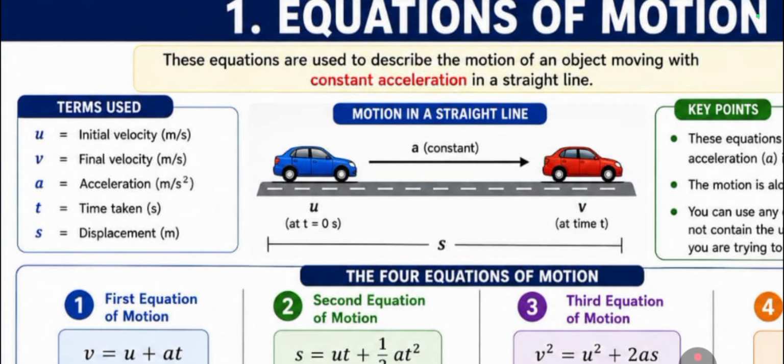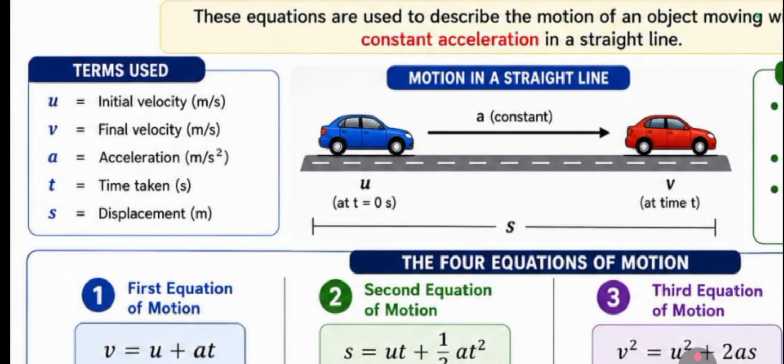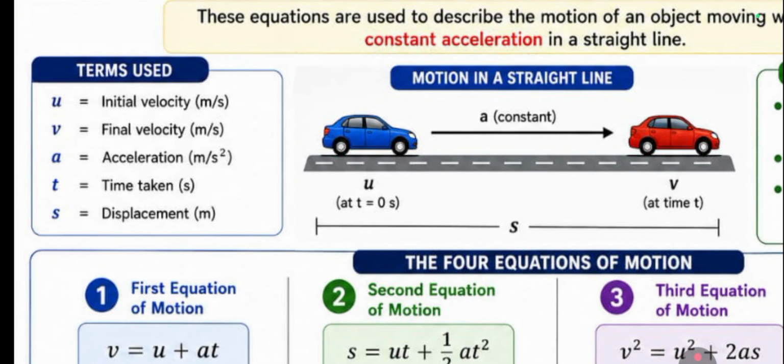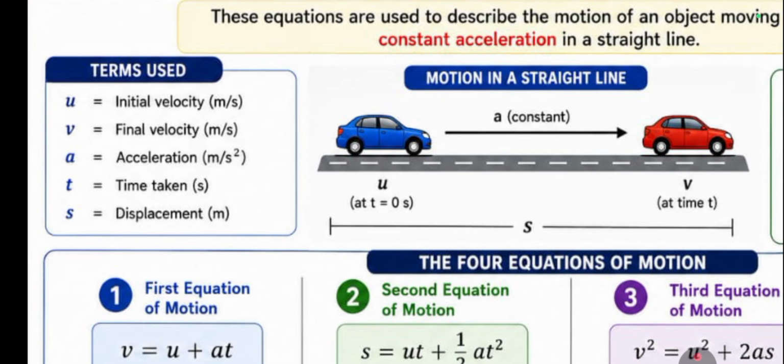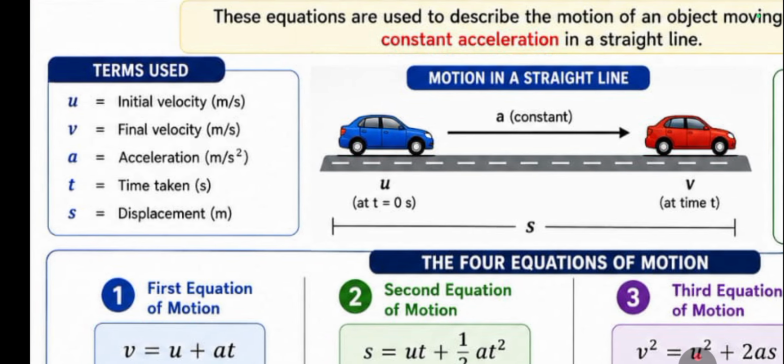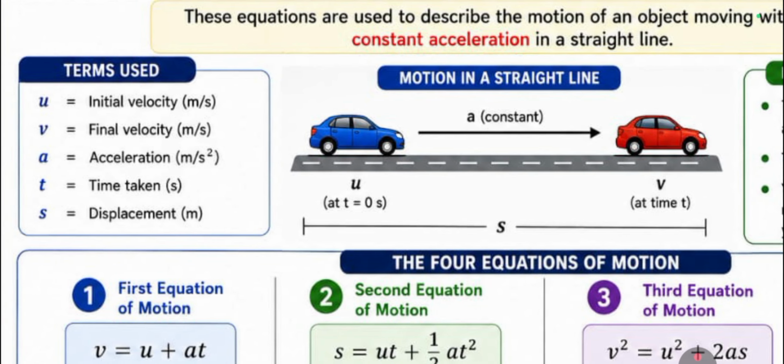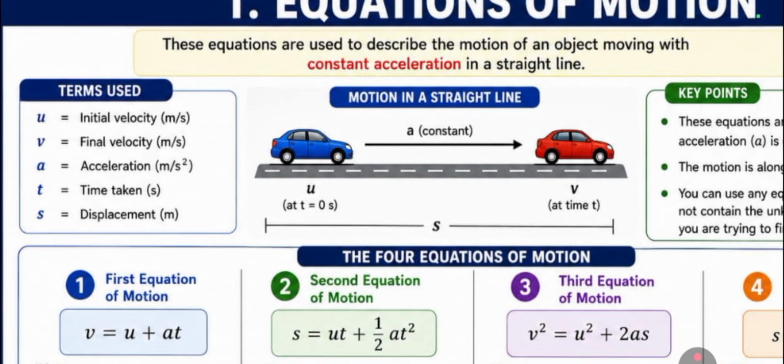The terms used here are u, v, a, t, s. u means initial velocity. It is measured in meter per second, and v is final velocity. It is measured in meter per second. a is equal to acceleration. It is measured in meter per second square, and t is equal to time taken. It is measured in seconds, and s is equal to displacement. It is measured in meters.